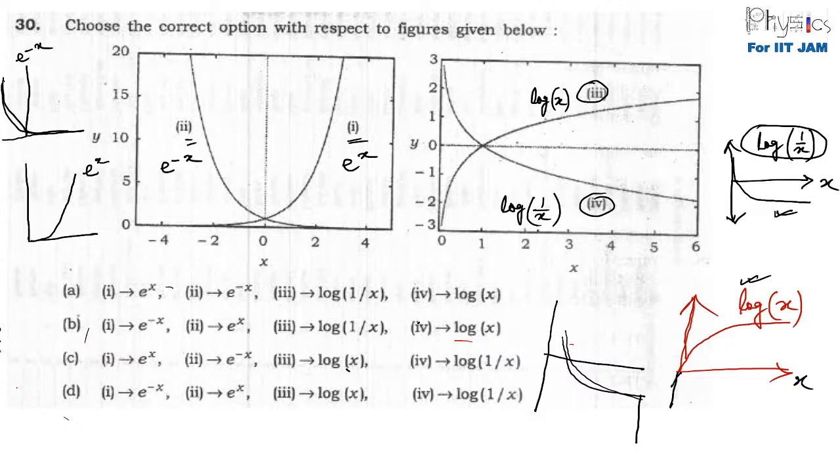Okay, is it clear everyone? Please reply. Do you have any doubt here? So now, which one is our correct option? Our correct option here is option C, right? Graph 1 represents e to the power x, 2 represents e to the power minus x, 3 represents log of x, and 4 represents log of 1 by x. So option C is our correct option.